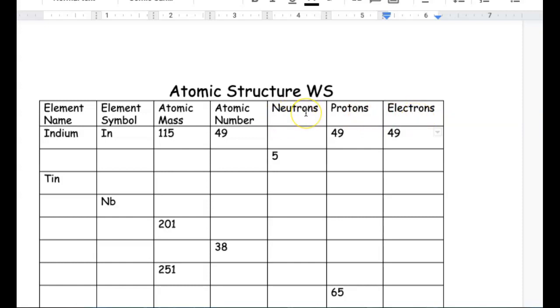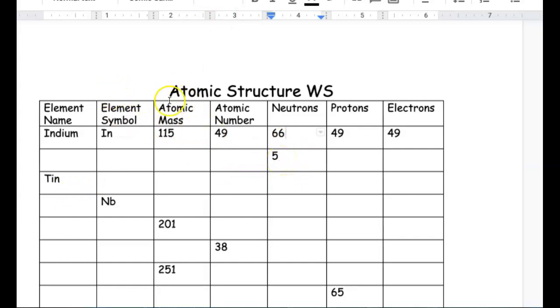Now, to figure out the number of neutrons, if you recall, the atomic mass is based on the number of protons and the number of neutrons. So what I want to do is take my atomic mass, subtract my atomic number, and here I get the number of neutrons. If I do my math correctly in my head, I believe that is 66. Nope, I don't have a calculator in front of me. You guys can double check and you can let me know if I'm wrong. Do it nicely, please.